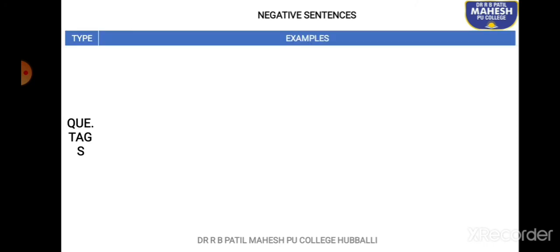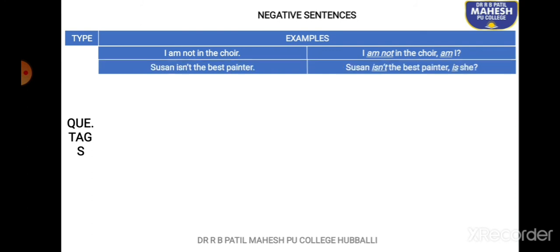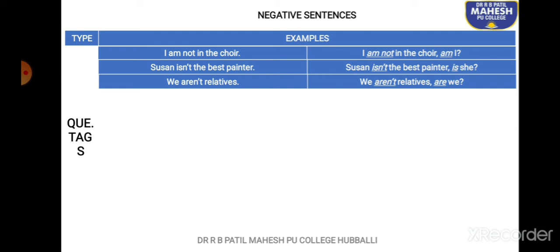So these were the positive sentences. Let us look at negative sentences and take some cues out of this. Please see to it that the sentences are negative in construction, which are changed into positive as question tags here. As far as question tags are concerned, the tags are positive. I am not in the choir, am I? Susan isn't the best painter, is she? We aren't relatives, are we?